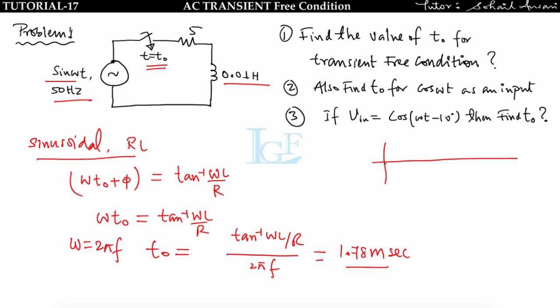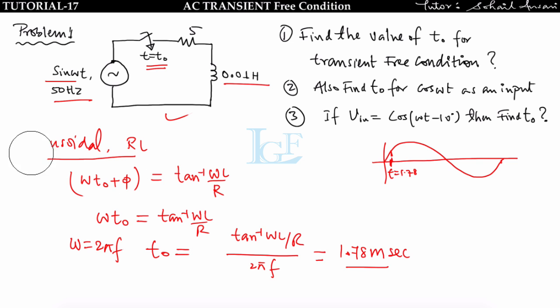If we close this, this is the sine wave, 1.78 millisecond will lie somewhere here. Means if you close the switch at t is equal to this 1.78 millisecond, then you will not get transient response in this circuit. Got it? Now see the second question.